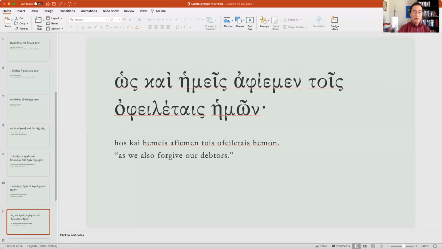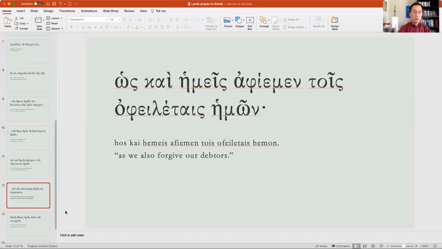What this means? Hos, as. Kai, also. As we also. Hēmeis, we. Aphekamen, forgive. Forgive what? Tois opheiletais is our debtors. Hēmōn, our debtors. So as we also forgive our debtors. One more time, repeat after me. Hos kai hēmeis aphekamen tois opheiletais hēmōn. Good. So far, so good.